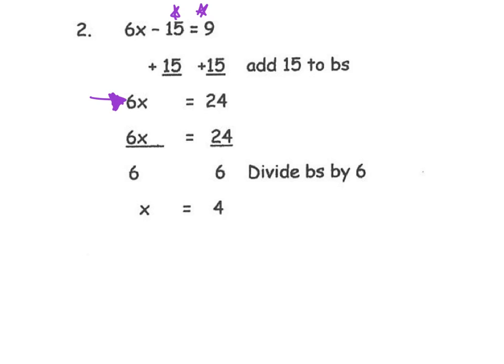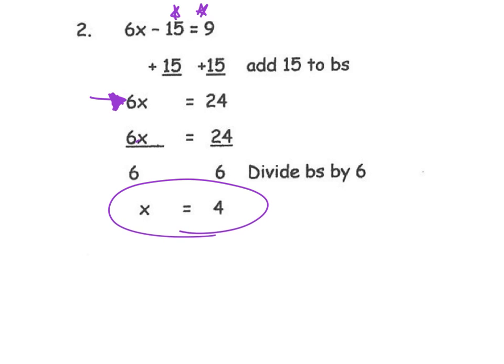Then what? What would I do to get the x alone? What would I do? 6? Yep, get rid of the 6. Since 6 is times, I do the opposite of times. You divide by 6 on both sides, and that's what I wrote, so that's pretty easy. X equals 4. 24 divided by 6 equals 4. My answer, x equals 4.